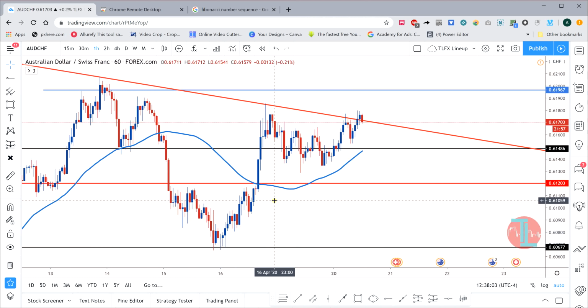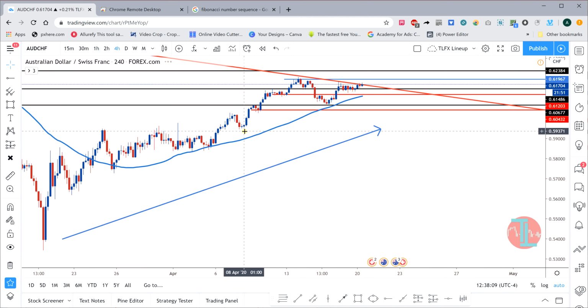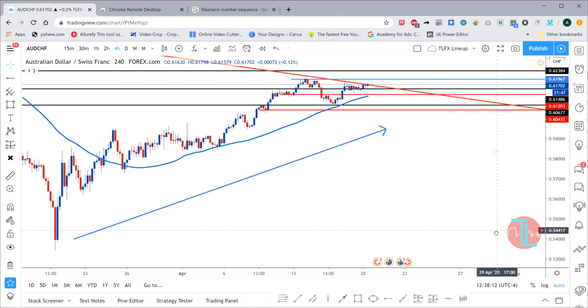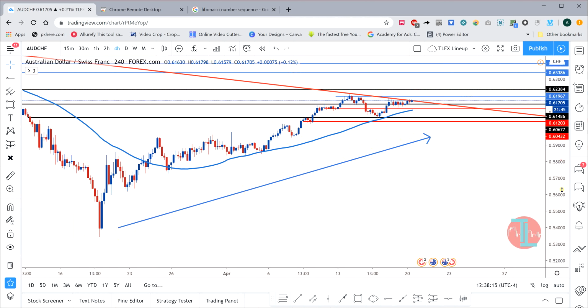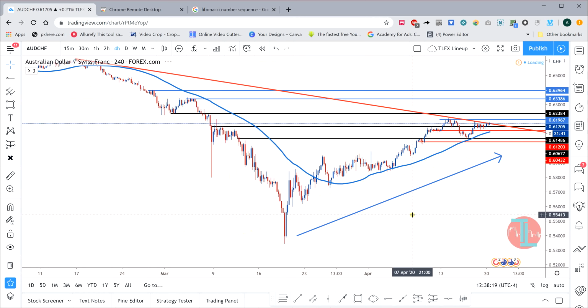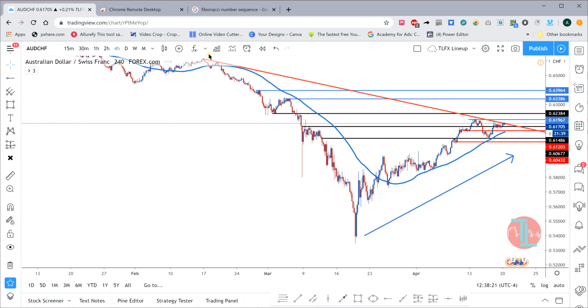All right, so now we're on the Audi Chef. Look at that. Audi Chef came in, broke this trend line. This is probably a 4-hour trend line. Right? Yeah, it's a 4-hour trend line. It's nice. Look at that. 4-hour trend line came through.